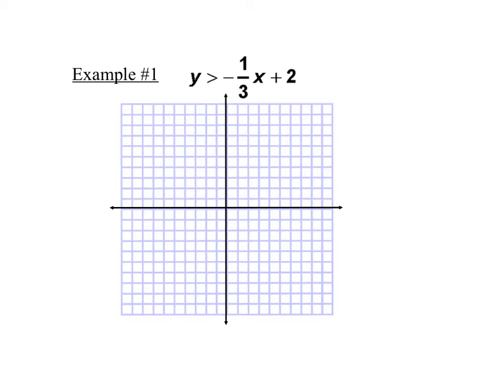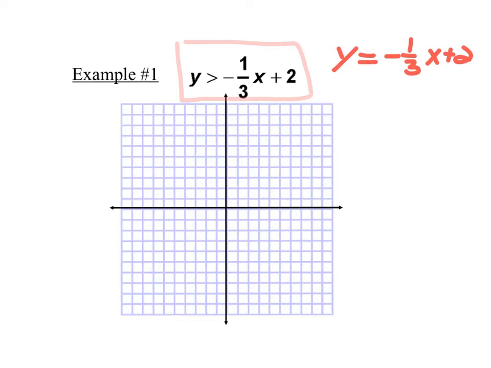Let's take a look at this guy. So y is greater than negative 1/3 x plus 2. So step 1 is to graph the boundary line. This right here is the boundary line, just with an equal sign. So really what the first step is, is to graph this line, okay? Let's go ahead and do that.